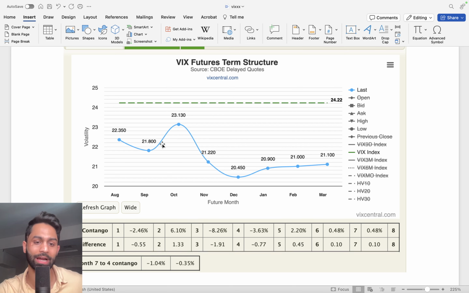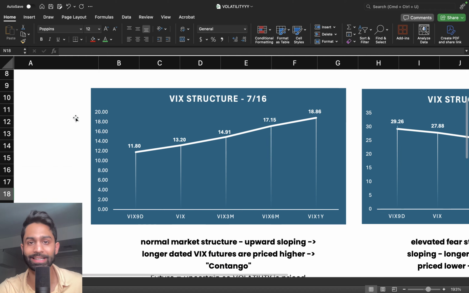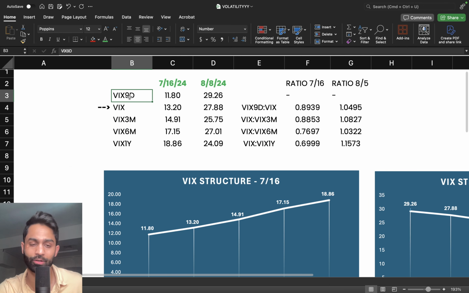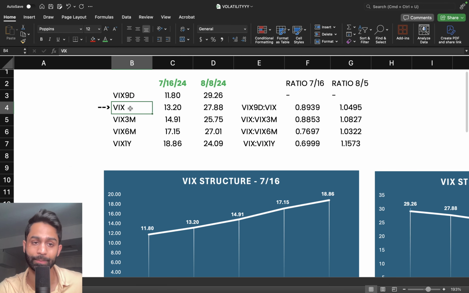But really what we look at for investors, and it's going to give us a sense of what the short-term to medium-term volatility looks like, is the first two contracts. It's really just the first two contracts that we look at. In this case, we're looking at the 9-day volatility on the VIX futures, and the 30-day volatility. So we're looking at VIX 9D and the VIX 30D, or the regular VIX, to better understand where the contango or the backwardation status is.